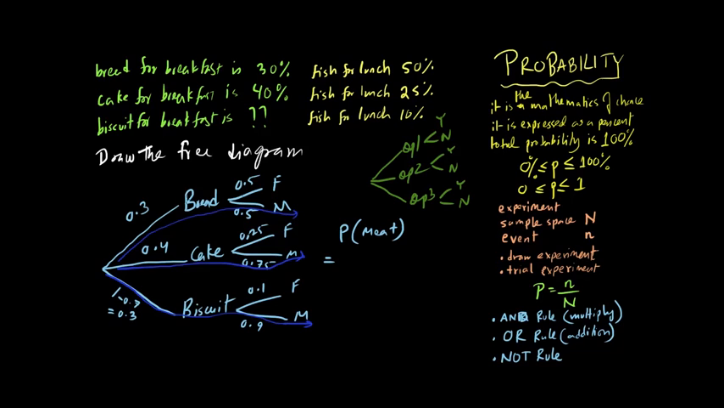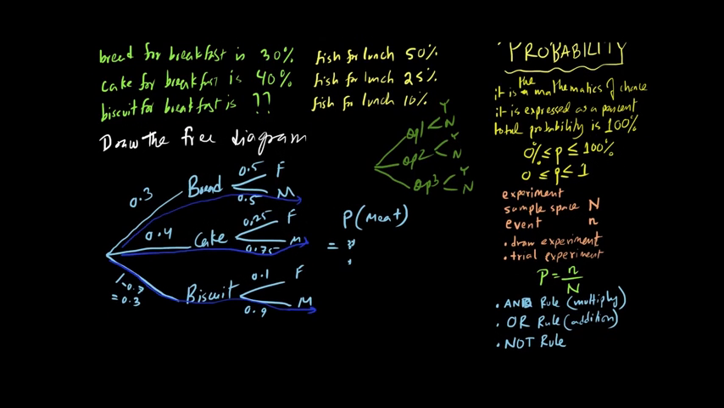So what we can have is bread and meat is 0.3 multiplied by 0.5, that is one permutation, plus the next permutation is cake and meat. So 0.4 multiplied by 0.75, plus the third permutation is biscuit and meat. So 0.3 multiplied by 0.9, and the probability turns out to be 0.72.